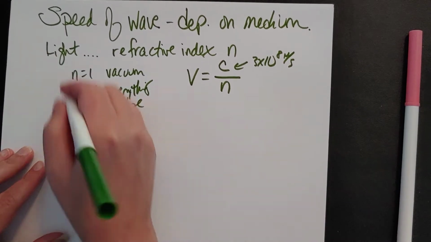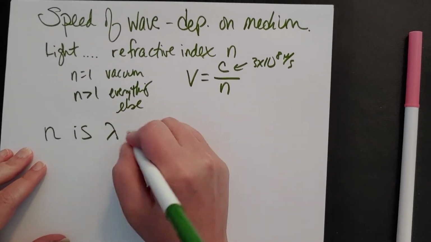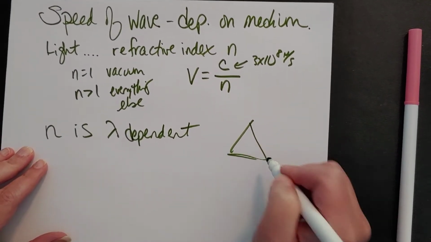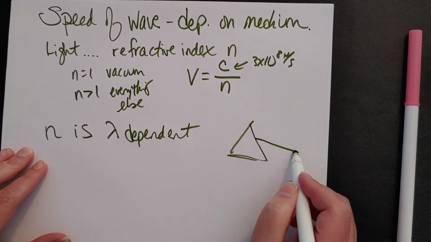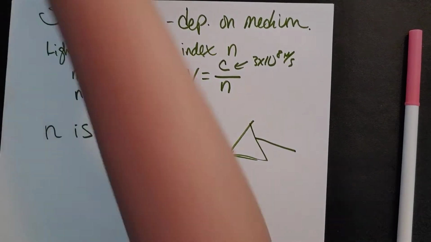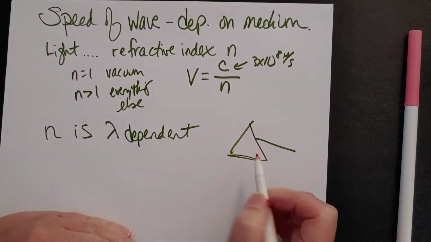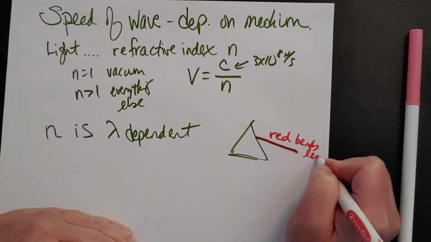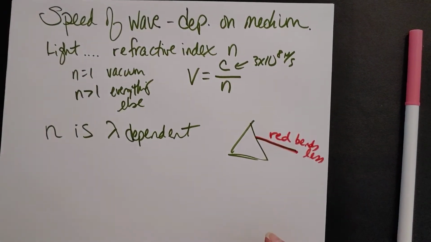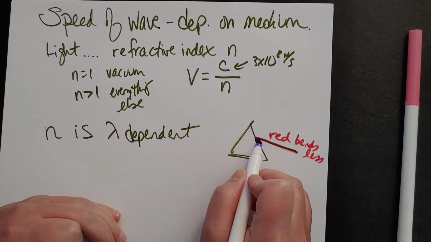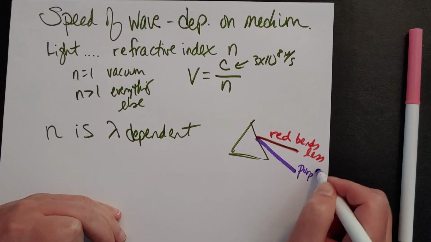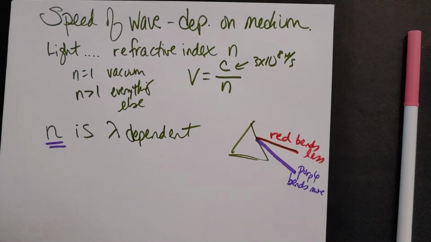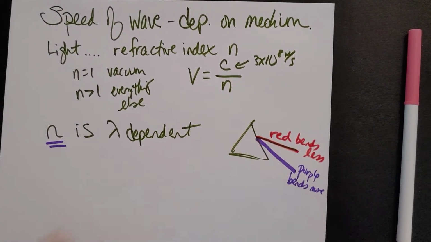Another fun fact about n: n is wavelength dependent, very slightly, right? So when you have prisms, and, oh, look, I have colors, I could use them. So red bends less, and purple bends more. And that's because the n is actually dependent on the wavelength.